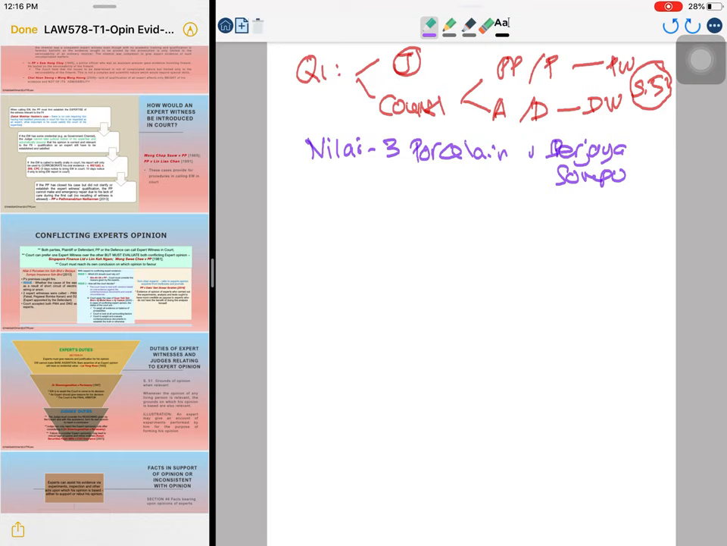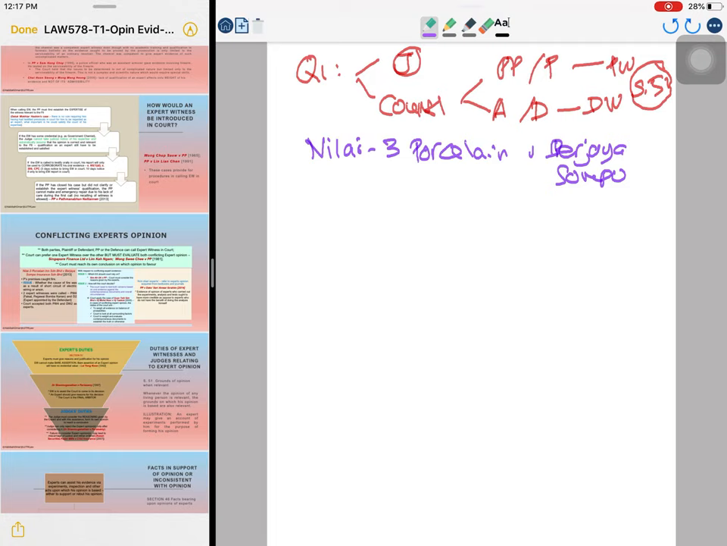defendant. Now, what happened here is that Nilai 3 Porcelain has some factory premises in Nilai. They are operating businesses of making porcelain and making materials for weddings. One day, this particular premises owned by Nilai 3 Porcelain caught fire, and the issue here is whether the fire was caused by a short circuit or electric wiring, or whether it was caused by arson.